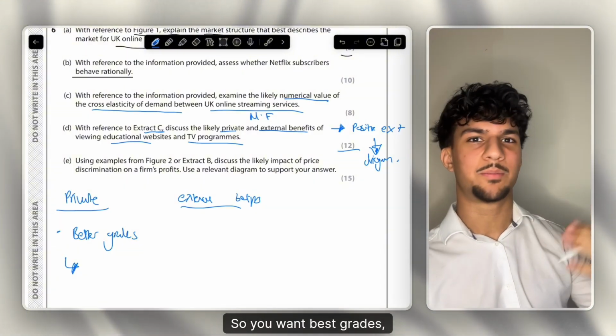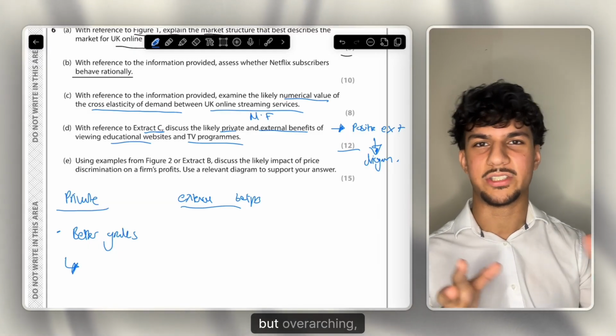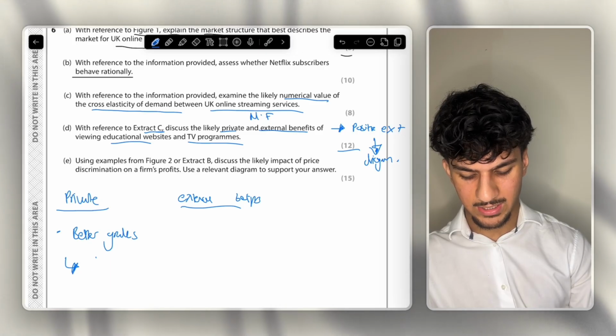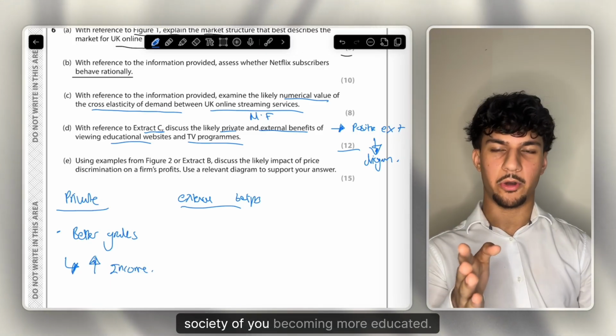So you want better grades. Why? Because you probably want to go to a good university, a good apprenticeship. But overarchingly, you want to have a good job that makes good money. So you want better grades to increase income. But now let's think about the benefits to society of you becoming more educated.